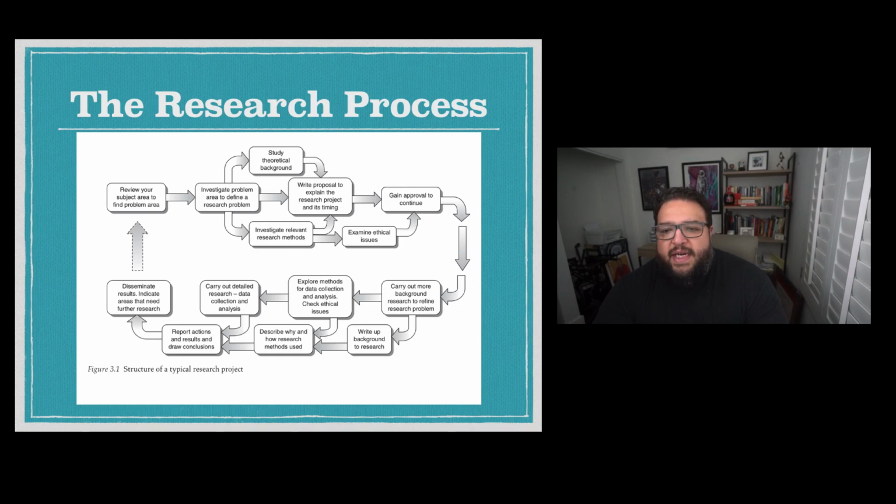So reviewing your subject area, you can see all the different arrows that it points you through, looking at some of the ethical issues that are involved, gaining approval to continue. That's not necessarily a step you'll have to go through for me. I will be looking online. I think it is in week 3 where I'm asking you for what your research project might be, or to share some ideas on that.